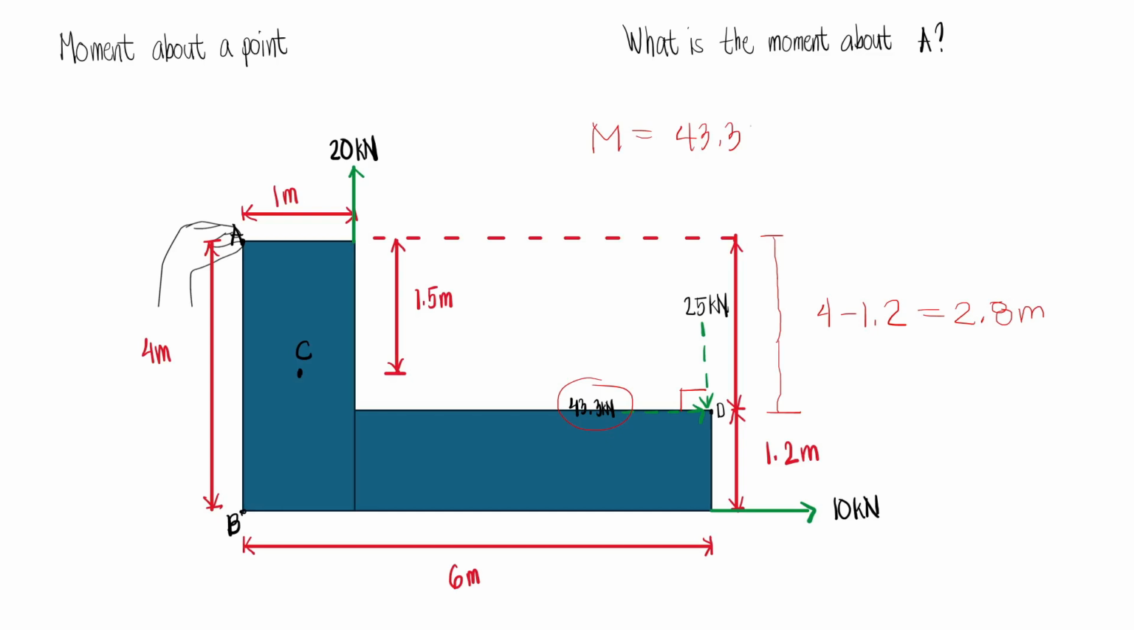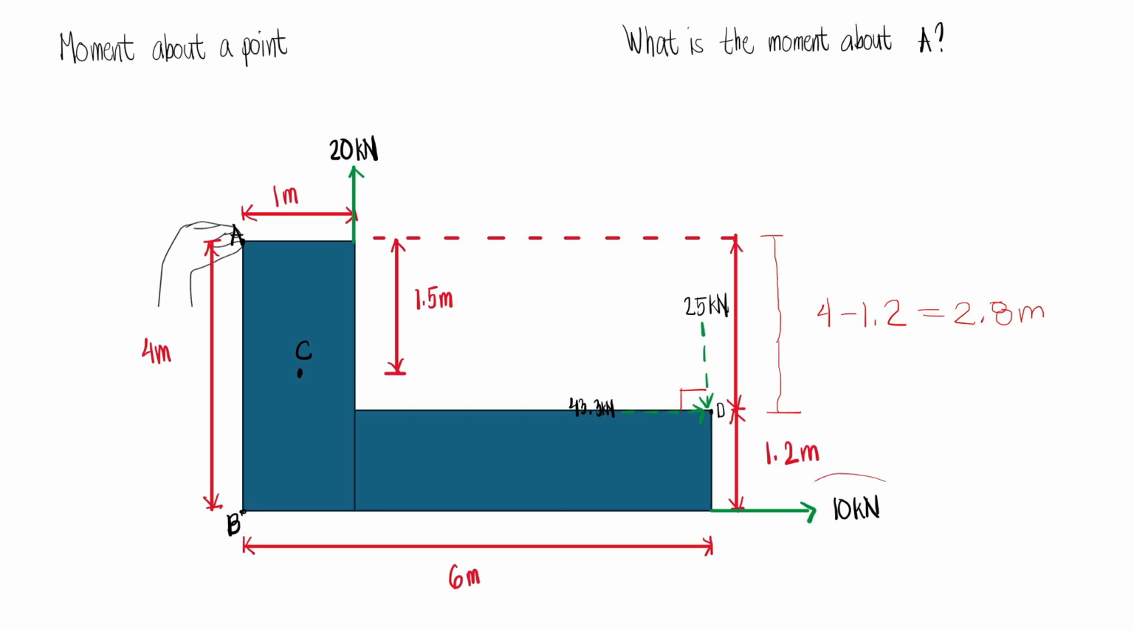And so again, this is kN, and then we will multiply this one by 2.8 meters. And so this will be our moment. And then sir, what will be the sign? The sign will be negative because this force has caused our body to rotate counterclockwise. And so take note of this one.